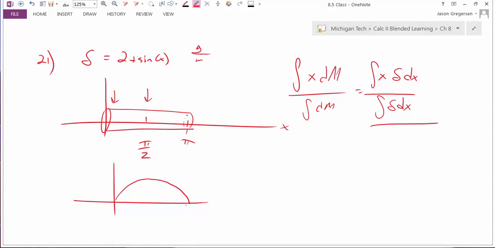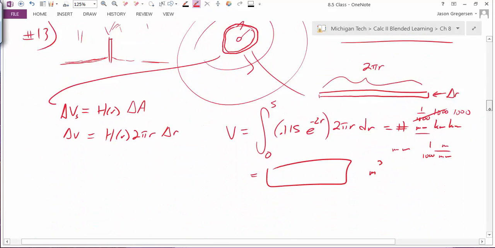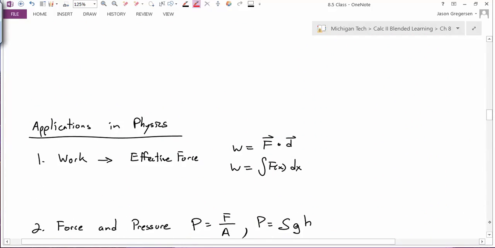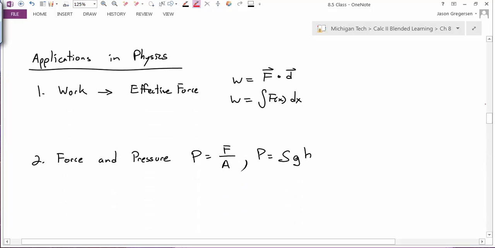All right, I got about 10 minutes left, and I do want to get into 8.5, so I'm going to start 8.5 here. And I think, once again, because we've been setting up all our problems in terms of those slices, I think we'll be okay going through the concepts quickly and really hitting up a bunch of problems on Monday. There's two topics we really want to hit in this section: work, which is a measure of effective force, and force and pressure. Those are the two big ideas.